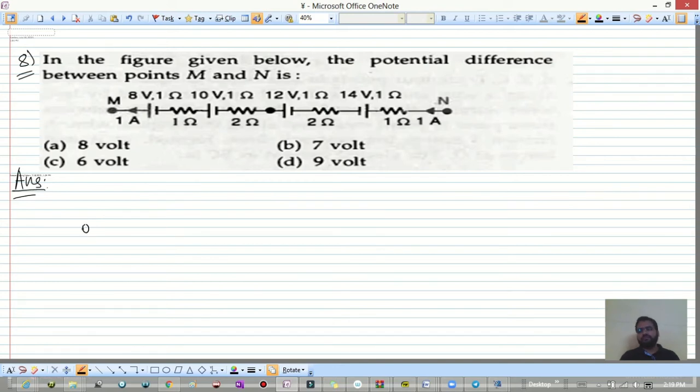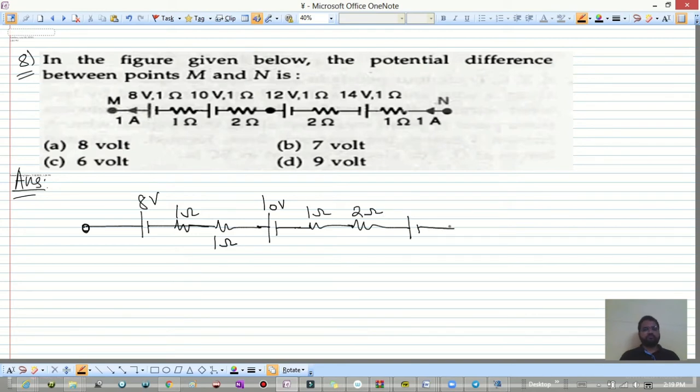So over here, this is the 8 volt. Then a resistance we have 1 ohm, and this resistance, external resistance 1 ohm. Again this is 10 volt, internal resistance 1 ohm, and the external resistance 2 ohm. This is 12 volt, internal resistance 1 ohm, external resistance 2 ohm. Then this is 14 volt, internal resistance 1 ohm, external resistance 1 ohm, and this is point N.